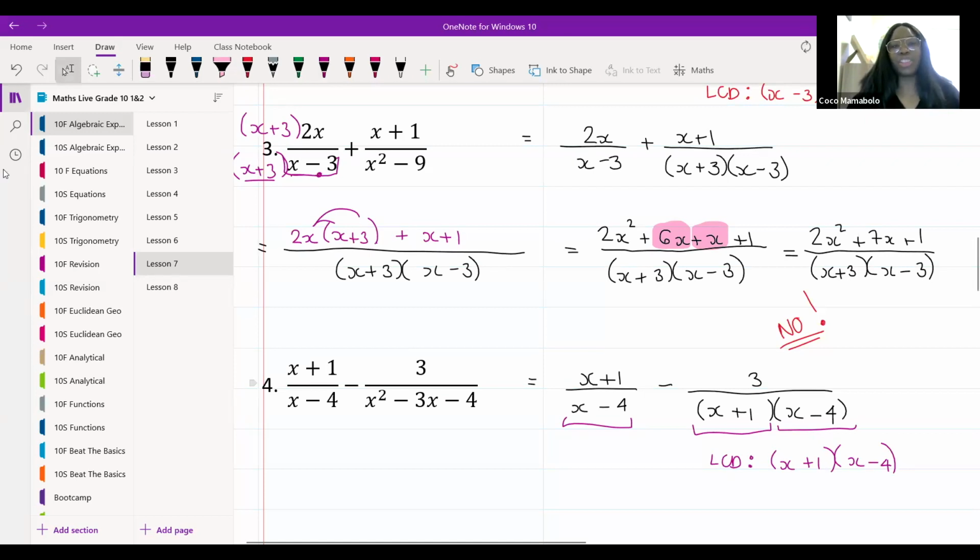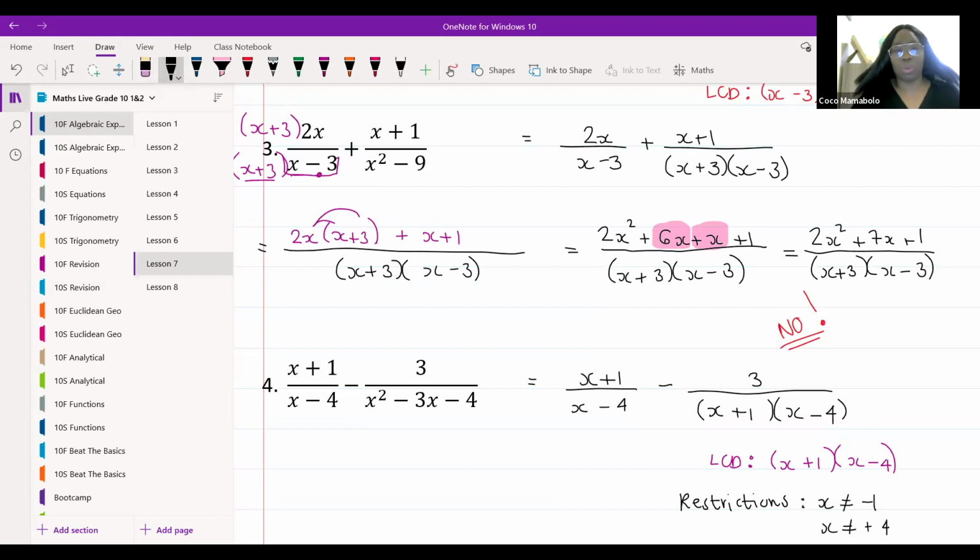Give me restrictions, guys. What restrictions do we have here? X cannot be equal to -1 and +4. Beautiful. That's it. X cannot be equal to -1 and X cannot be equal to +4. Well done. Amazing stuff. Excellent. All right. I hope I'm not leaving anybody behind here. Okay. I hope you guys are all with me.